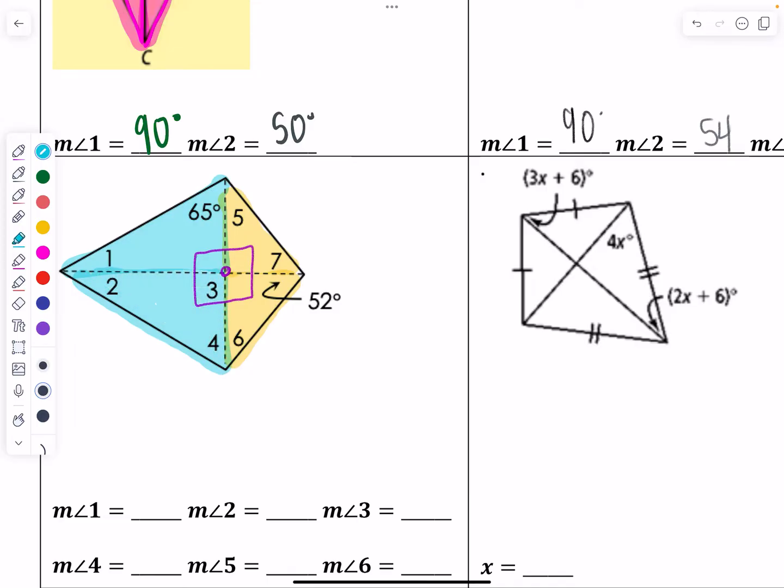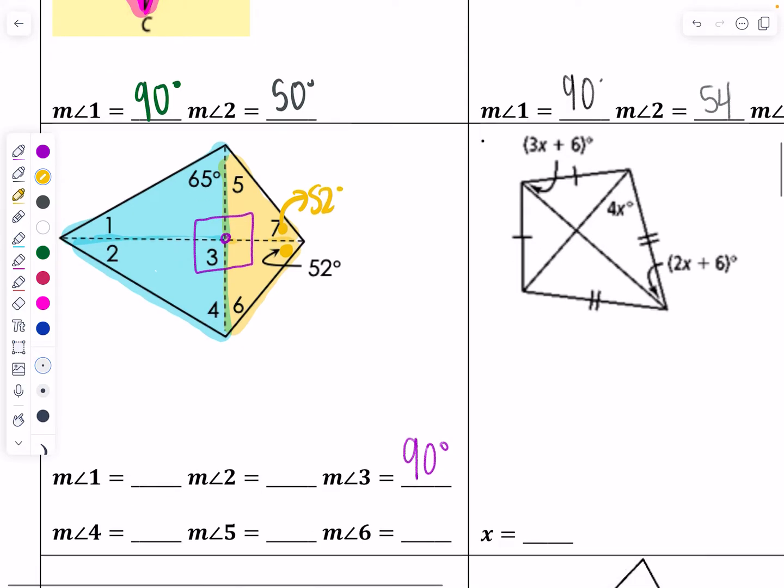All right, so what is angle 3? Immediately I know that angle 3 is going to be a 90-degree angle because the diagonals are perpendicular in a kite. Okay, what else can I do? Let's go ahead and sort through it. So let's get started. This one is 52. That means that angle 7 is also going to be 52 degrees. Angle 7 doesn't ask us for that in the list, but angle 7 would be 52.